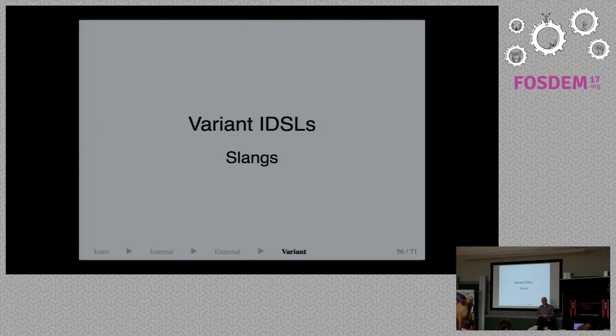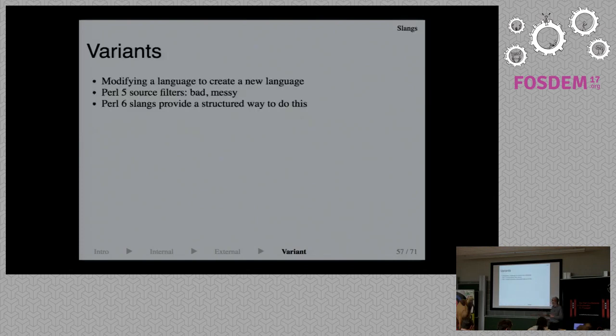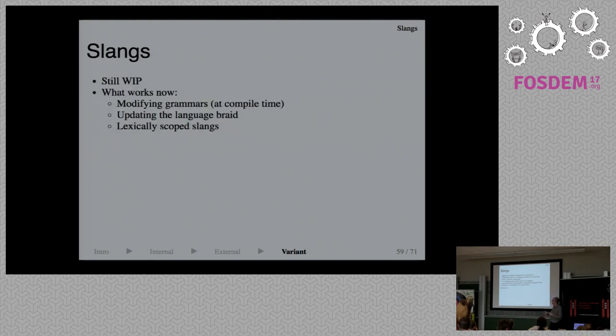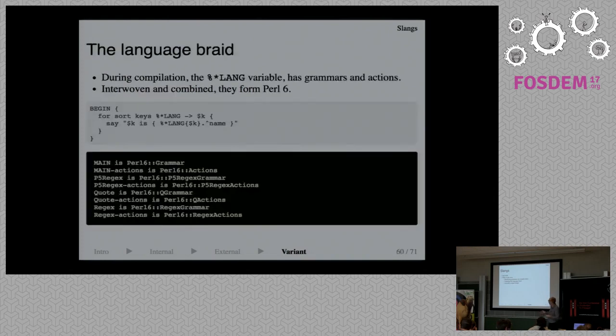Okay, so for a couple minutes here, I'm going to say a few words about slangs. Essentially, slangs are a structured way to modify the grammar. So Rakudo, the implementation of Perl 6, uses NQP, which has the Perl 6 grammar, which is just like the grammar that you just saw, except it's actually parsing Perl 6. And you can mess with it. So this is what you can do right now with slangs.